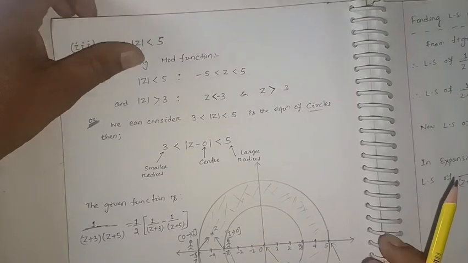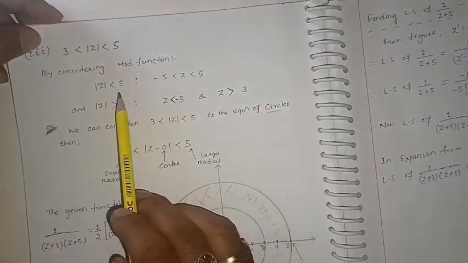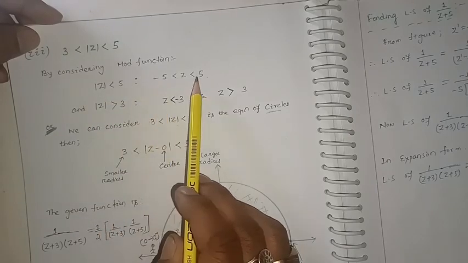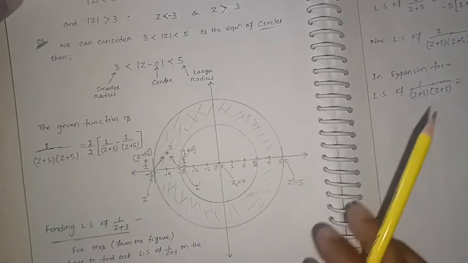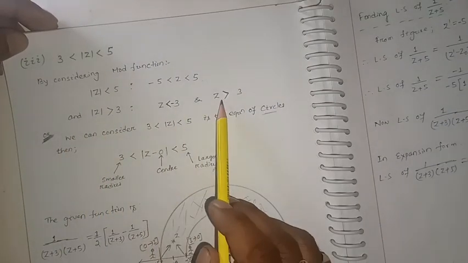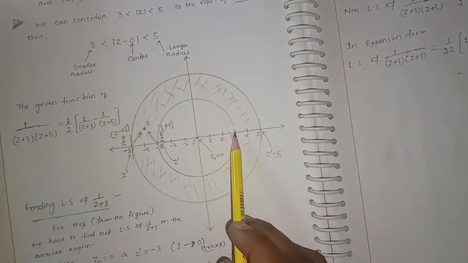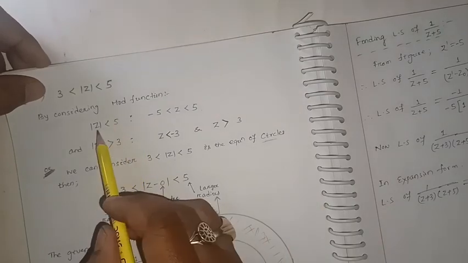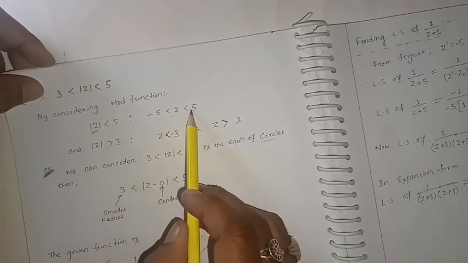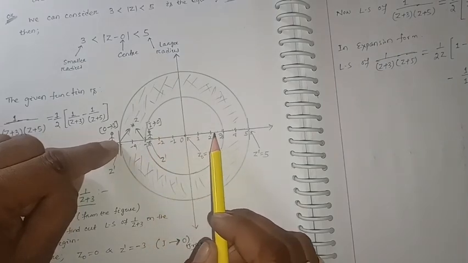So if I consider the complex plane, for |z| less than 5, I have to consider -5 to 5. But another condition is that z should be greater than 3 and z should be less than -3. So z greater than 3 means these values are going to be considered, and less than -3 means these values are going to be considered. By the first condition, z should be in between -5 to 5, that means we can consider 0, 1, 2, 3, all the points.